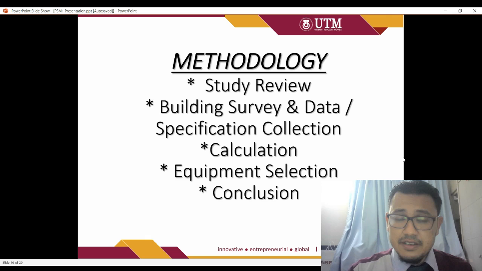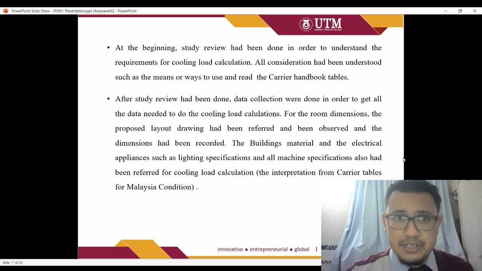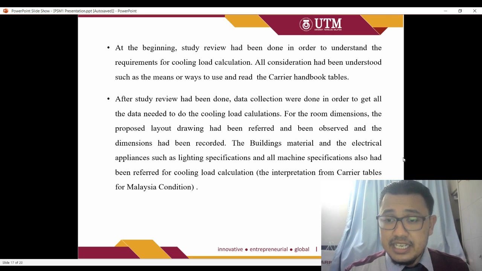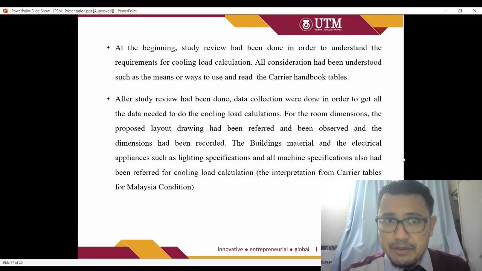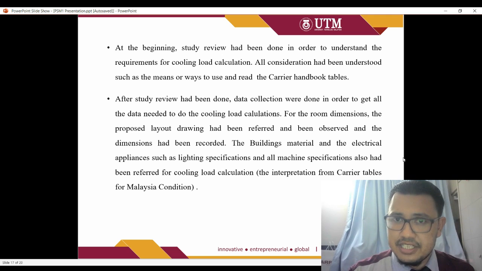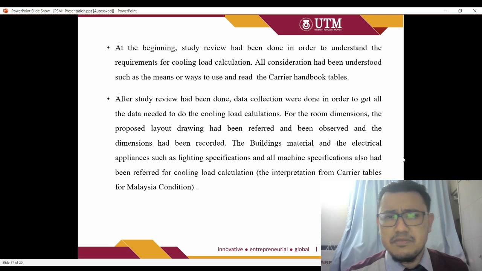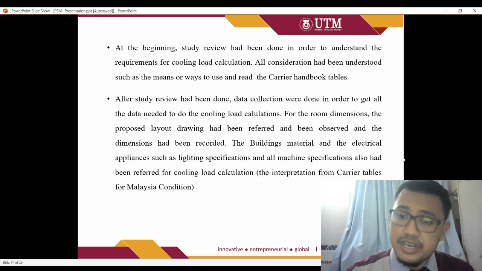Then for the methodology, first one, I will do the study review. At the beginning, the study review is done in order to understand what is the requirement for the cooling load calculation. All considerations had been understood, such as the main way to follow the Carrier handbook or the Trane handbook and the JKR guidelines itself.